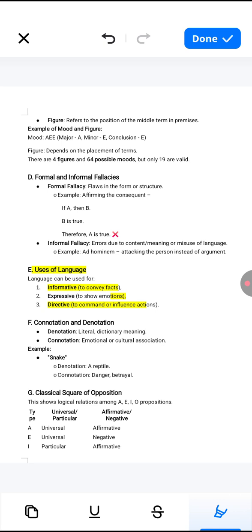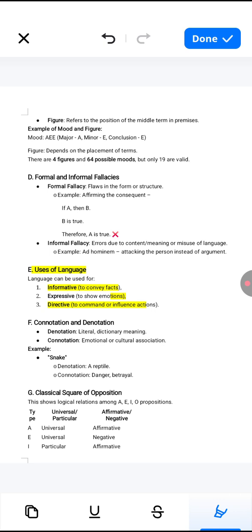Next we have classical square of opposition. So basically this shows the logical relations among A, E, I, O propositions. These are the types of universal, particular, affirmative and negative. These are the four types of syllogism. First one we have A type, and second we have E type, third we have I type and O type. So if we talk about the A, that means universal affirmative. And if we talk about the E type, that means universal negative. If we talk about the I, that means particular affirmative. And if we talk about O, that means particular negative.